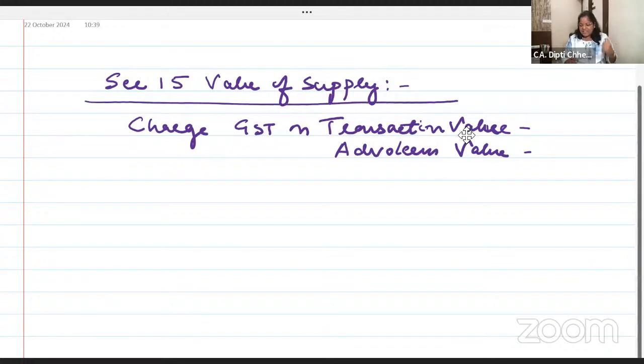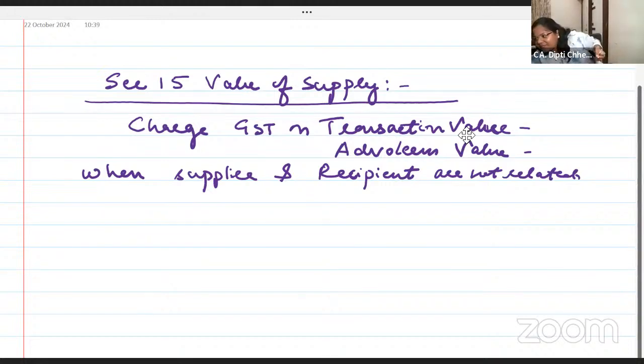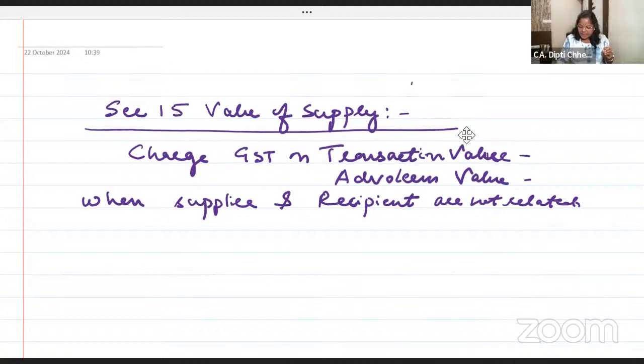So charge the GST on the transaction value, ad valorem, when the supplier and the recipient are not related. Supplier and recipient are not related. Write notes properly. Surely in 1 hour I'll just sit here and say solve the next question and give me the answer. You will be able to do it. Value of supply. Mandatory question. You can literally write it. There is no choice. It comes in Question number 1 for 5 marks.